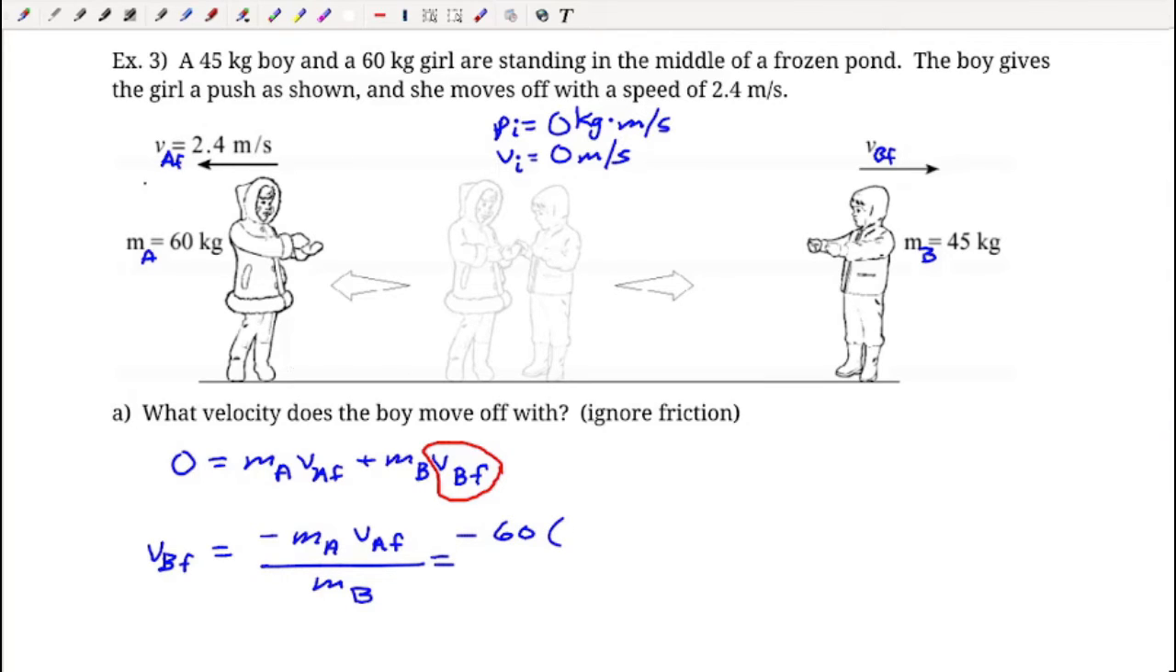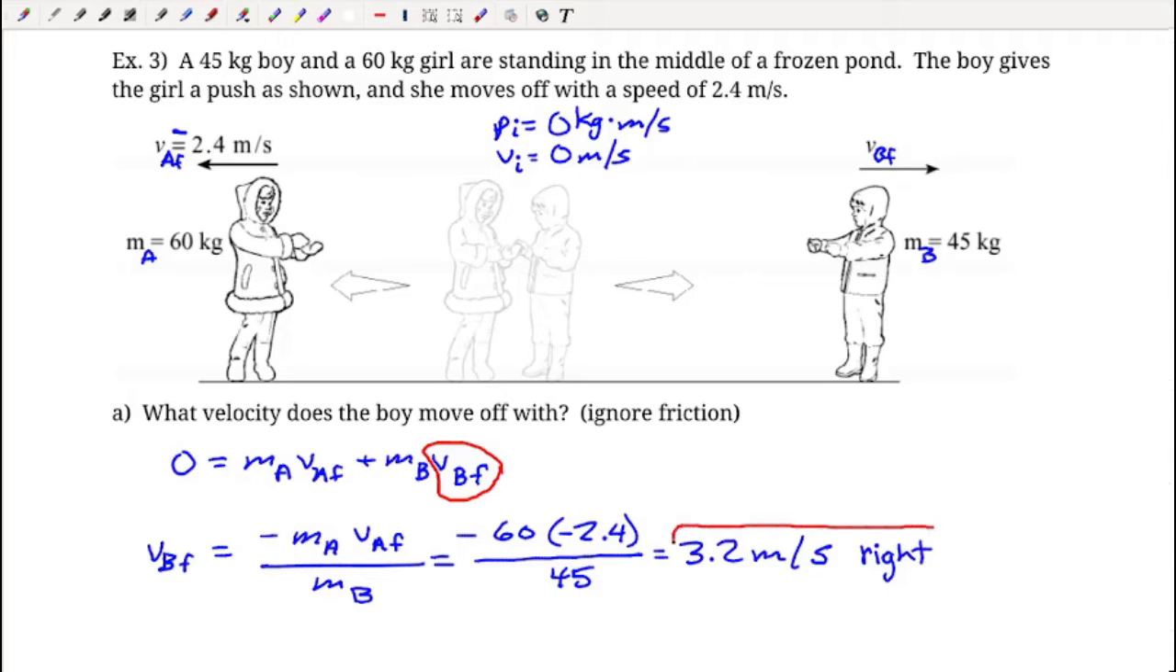Plug everything in, so I've got negative, mass of the girl is 60, velocity 2.4. In this case, I'm going to call it actually a negative 2.4 because she's going off to the left. And the boy's going to end up going to the right, which we want to be positive. Mass of the boy, 45 kilograms. Again, pull out your calculator. I'm not going to show you it this time. Just go ahead and figure it out for yourself. Negative 60 times negative 2.4 divided by 45. And that gets me 3.2 meters per second. In the context of this question, a positive answer is to the right, which is what I would expect based on the diagram. So there is his final velocity.